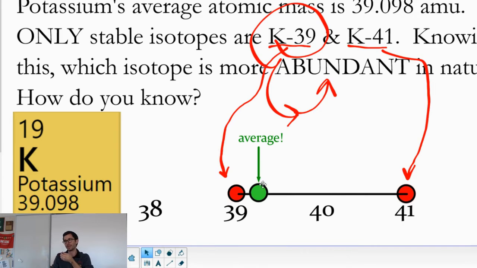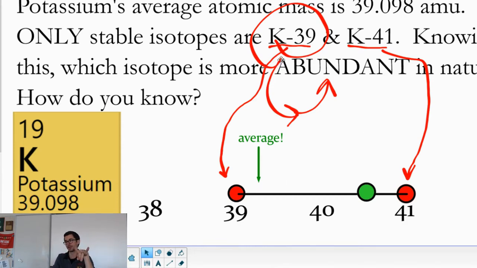Now again, if the average atomic mass was like 40.5 atomic mass units, if it was closer to here, then yeah, K41 would be more abundant because the average is closer to that one. Now, again, this doesn't work with every single problem like this. It only works when you have two isotopes. I want to show you why.